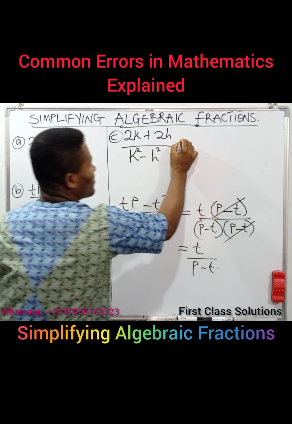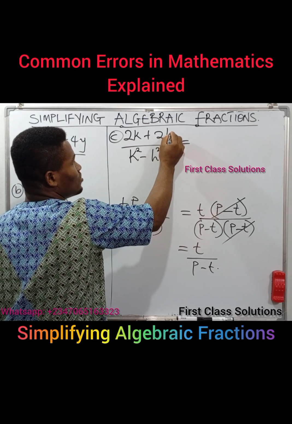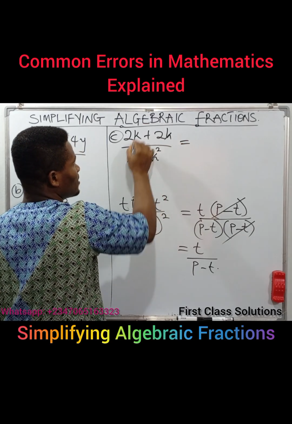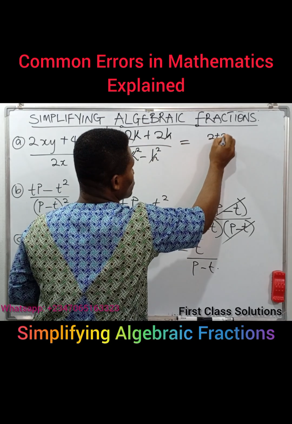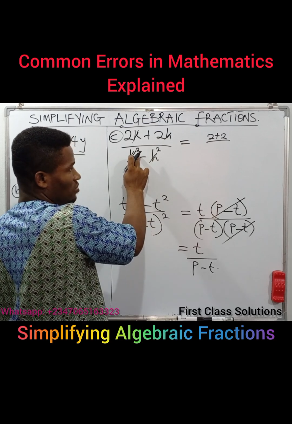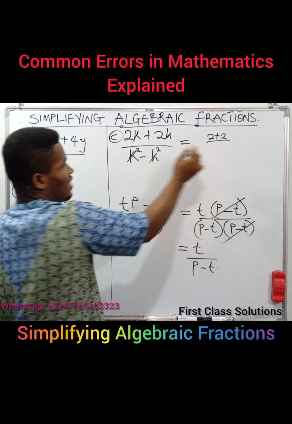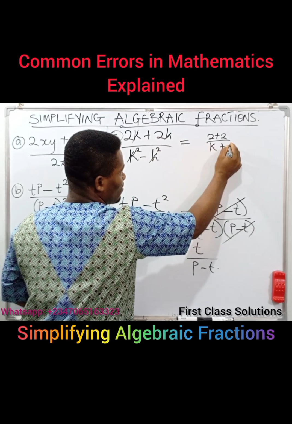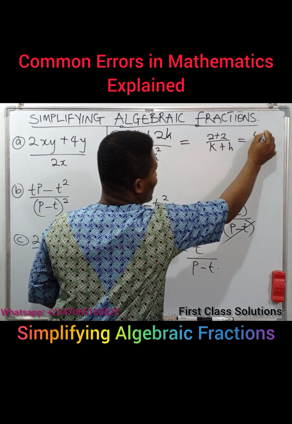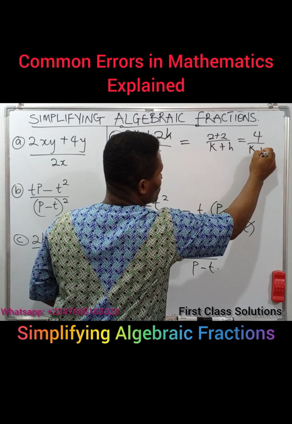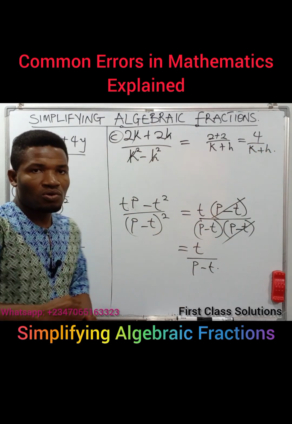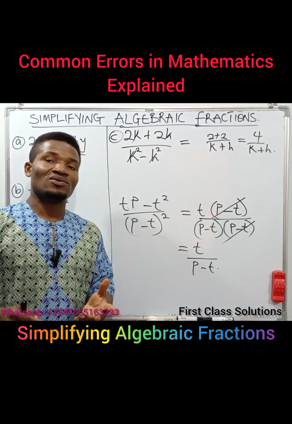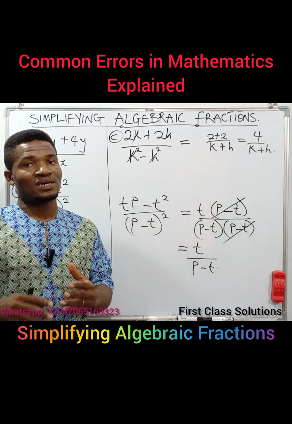The student said 2 cancel h and k cancel k. Then have 2 plus 2 over what? Remember, it was k squared, and you have 1k left, minus h squared, you have 1k, 1h left. Then you now have its final answer as 4 over what? K plus h.